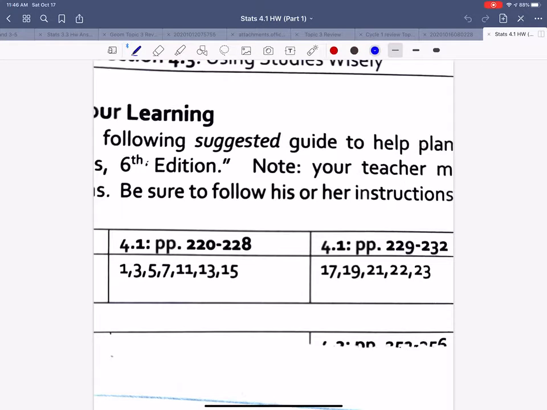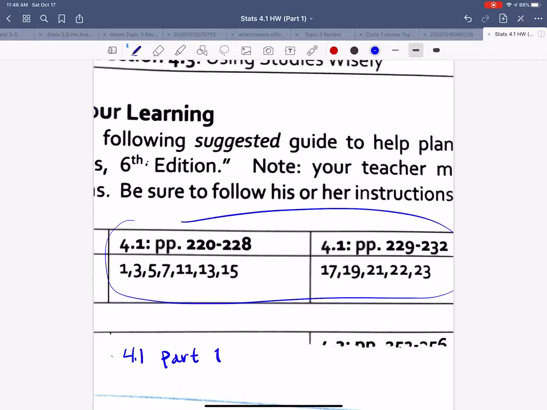Hi, here's the assignment, and I'm calling this 4.1 part 1 because we will have a section with a few more problems in 4.1.